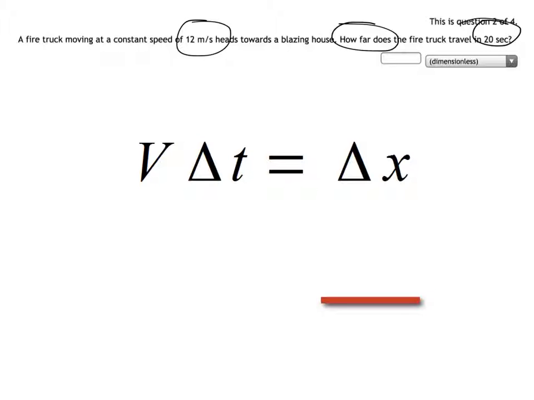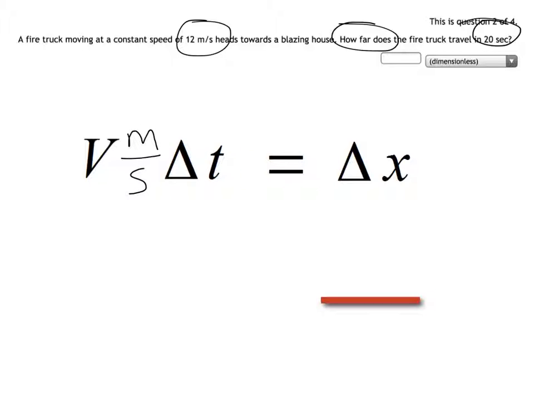But since we did some rearranging, let's double check our units and make sure everything still works out. Okay, our units for velocity are meters per second. Our units for time are seconds. And our units for displacement are meters. Now if we multiply meters per second times seconds, we should get the seconds to cancel. So we end up with meters on both sides. Everything checks out.